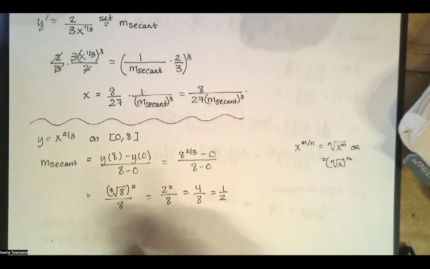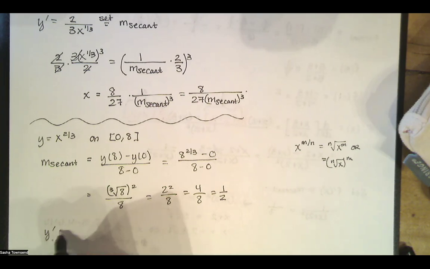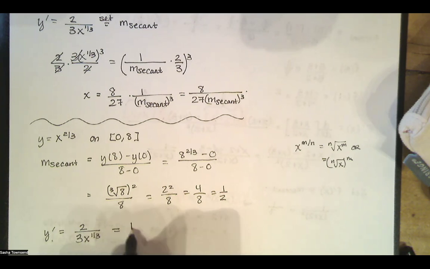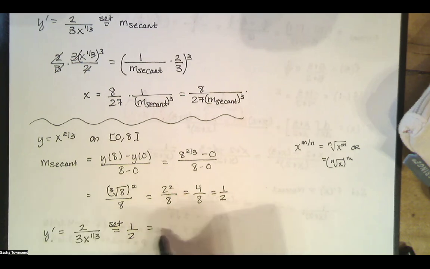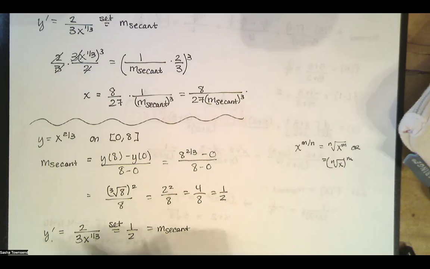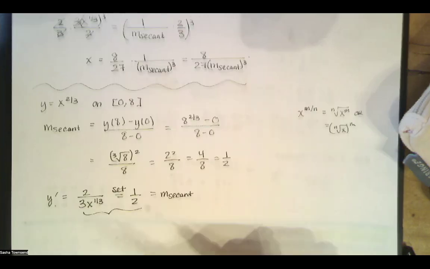And I want the slope of the tangent to be equal to the slope of the secant. So that means I want y prime, which we've already calculated, to be 2 divided by 3 times x to the 1/3 to be equal to 1/2. We're going to set the slope of the tangent equal to the slope of the secant. That is equal to that. And then we just solve that equation.